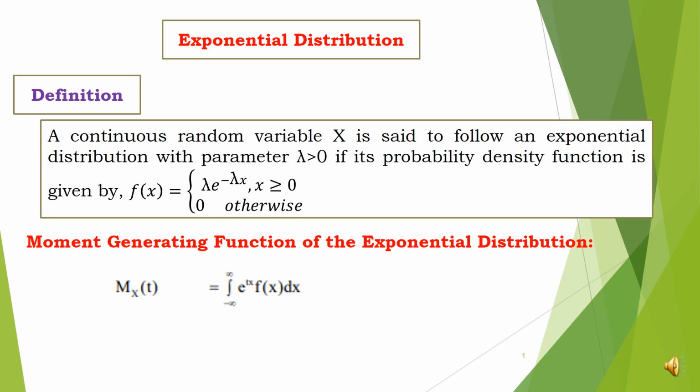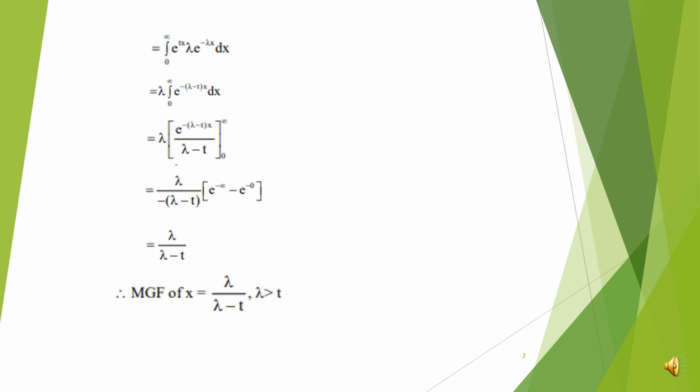The moment generating function of the exponential distribution is given by M_x(t) = integral from minus infinity to plus infinity of e^(tx) f(x) dx. Here, when we derive this, the limit is 0 to infinity of e^(tx) times lambda e^(-lambda x) dx. On integrating, we get the moment generating function of x as lambda divided by lambda minus t, where lambda is always greater than t.